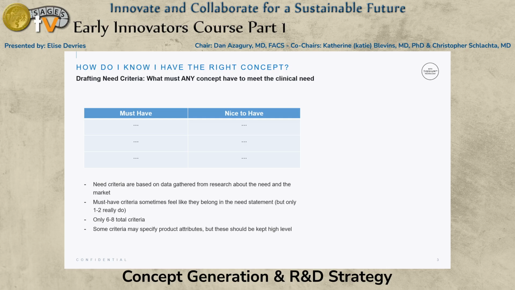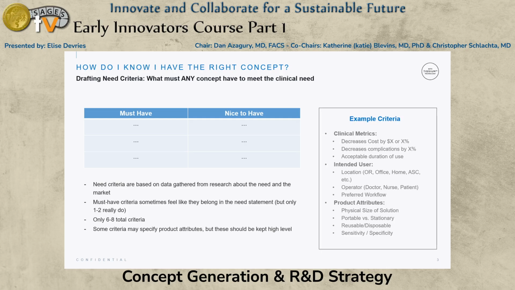And so to give you a little bit better idea of what need criteria may look like, I've included some examples, right? Things like clinical metrics, and you want to be as quantitative as possible here. Try to really understand what any solution has to meet to be successful. So decreases cost by a certain amount, decreases complications, or an acceptable duration of use, right? If you only have 5 minutes in the OR that you can take to use something, it's important to include that. Your intended user, is it you? Is it a nurse? Is it going to be used in the office, in the ASC, in the OR? And then, as I mentioned, product attributes, right? Does it have to be a certain size? Does it have to be able to move between offices? Is it going to sit on a countertop? Is it going to be used in a patient's home? So just really high-level things you want to think about before you get there.